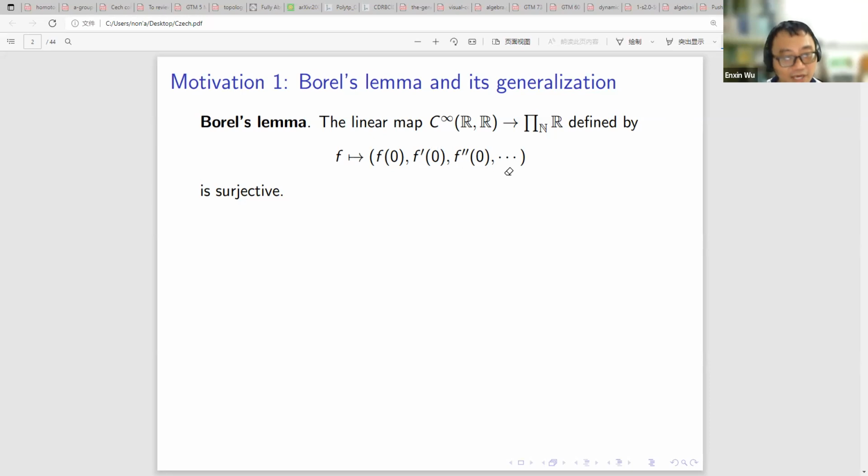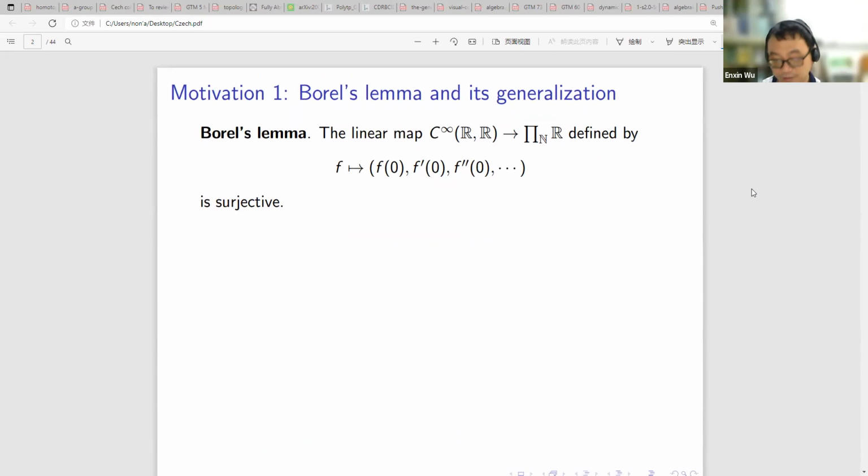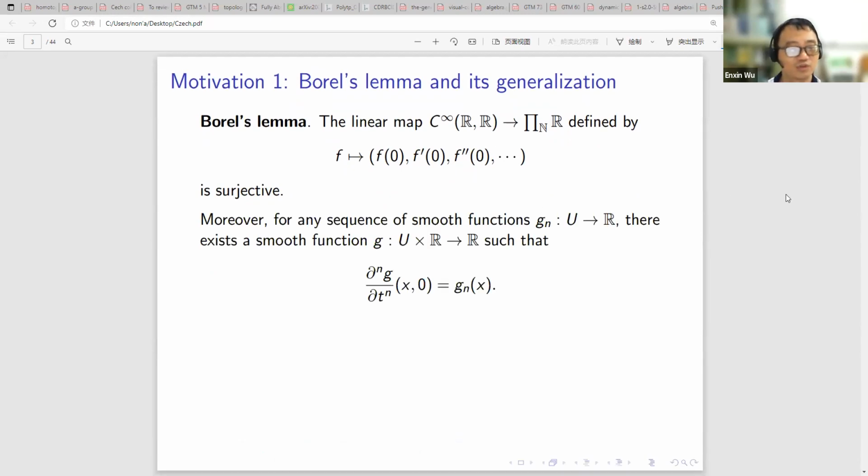On the other hand, you can generalize it. Here is the generalization. It says, given any sequence of smooth functions from U to R, where U is some open set of some Euclidean space, or more generally a smooth manifold, there is always a smooth function G, whose domain is one dimension higher, such that its nth derivative of G with respect to this additional variable t, evaluated at 0, gives back the given sequence of functions.